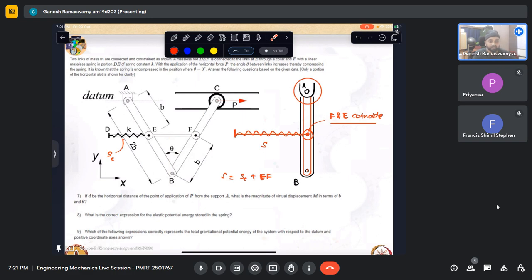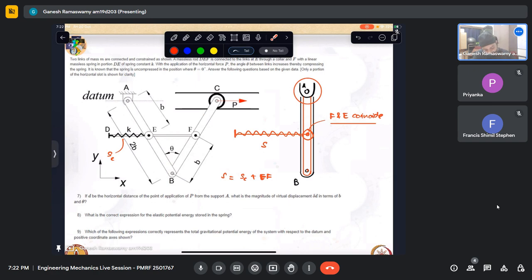Net compression is S minus SC. SC is the current length, S is the original length. So S minus SC is the compression in the spring, which is equal to EF, which happens to be 2B sine theta by 2. Once you get the compression in the spring, can you write the potential energy in the spring? It is half kx squared, where x is your compression. So similar to that, we can go about solving this.